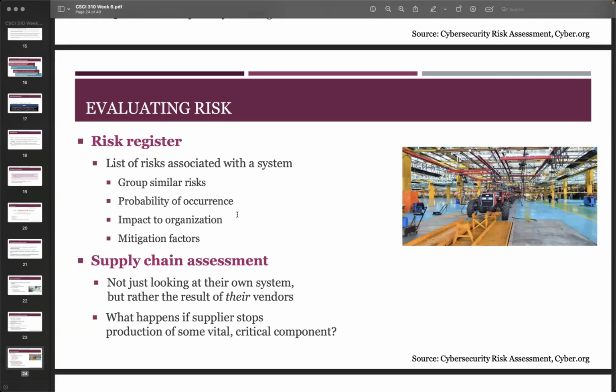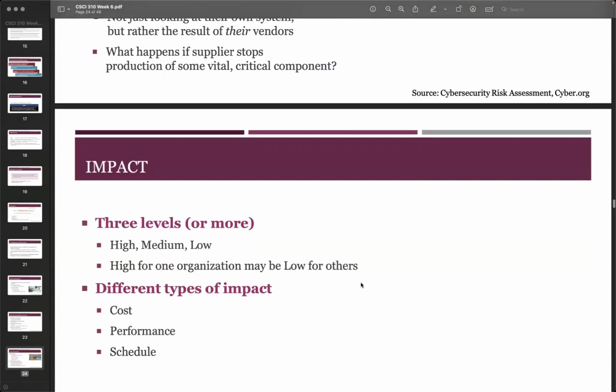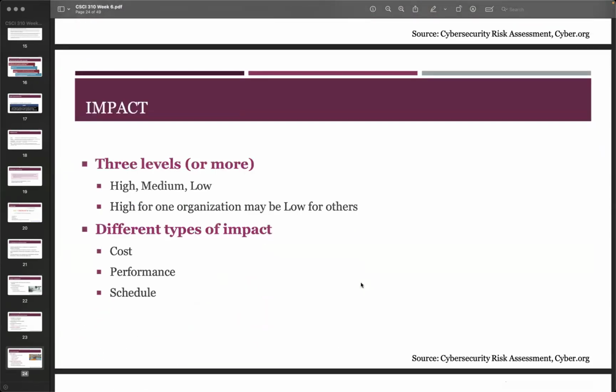So here's a risk: what happens if suppliers stop production of some critical components? Then what are we going to do? Here's the impact. We classify it into three levels: high, medium, low. High for one organization may be low for others, so it really depends. For the different types of impact, most of the time cost is common, along with performance and also schedule.